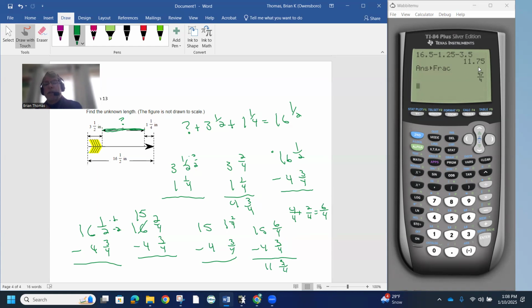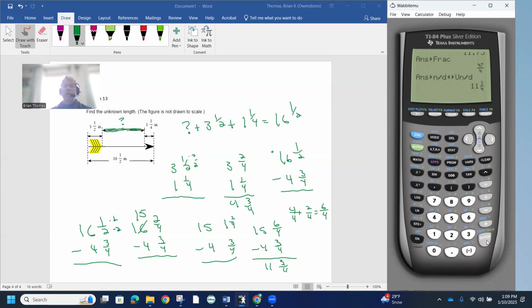Notice on my calculator, I'm getting 11.75, which is 11 and 3/4. Notice how, though, when I changed it to a fraction, it did not change it to a mixed number. To change that to a mixed number, I can use my calculator. So how do I change 47/4 to a mixed number on a calculator? This is where the F1 key comes into play. If I hit the alpha button, hit the y equals button, number 3 will change a fraction into a mixed number. Notice how that does give me 11 and 3/4.